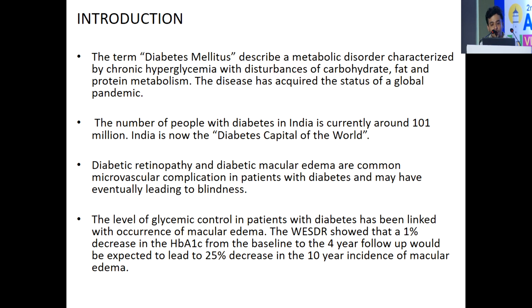The number of people with diabetes in India is currently around 101 million, and India is now the diabetes capital of the world. Diabetic retinopathy and diabetic macular edema are common microvascular complications in patients with diabetes and may eventually lead to blindness. The level of glycemic control in patients with diabetes has been linked with the occurrence of macular edema. The WESDS showed that a 1% decrease in the HbA1c from the baseline to the 4-year follow-up would be expected to lead to a 25% decrease in the 10-year incidence of macular edema.